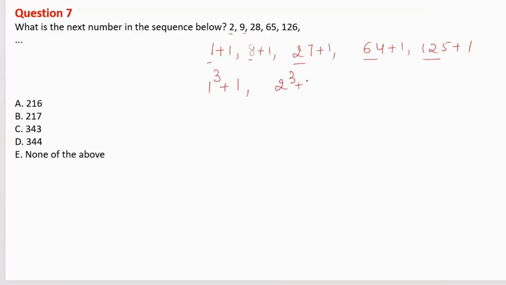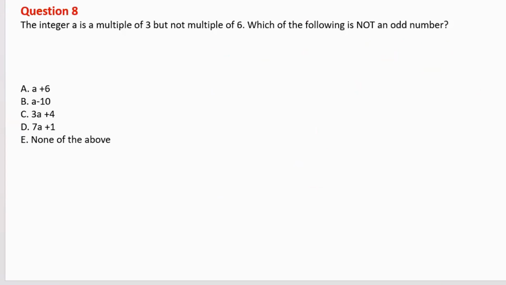So it's 2 cube plus 1. It's 3 cube plus 1. It's 4 cube plus 1. It is 5 cube plus 1. So my next number should be 6 cube plus 1. 6 cube is 216 plus 1. That will become 217. So 217 will be my answer for that. Okay. Coming to next question.